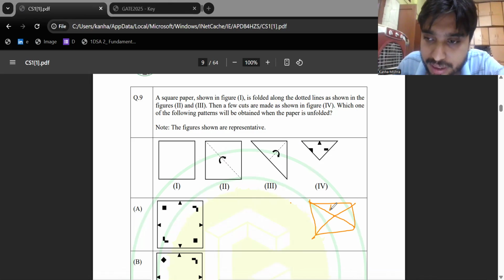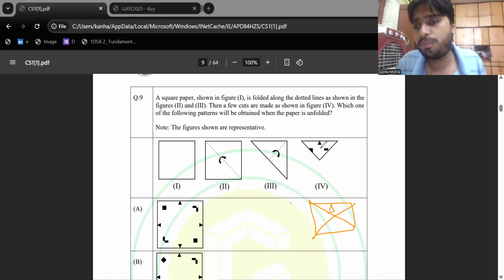So if I put a star here, then the other side will also have it in the opposite way, because if it is top for one side, it will be bottom for the other side since the paper is folded. So this matches.